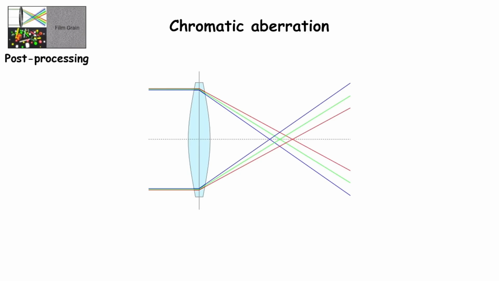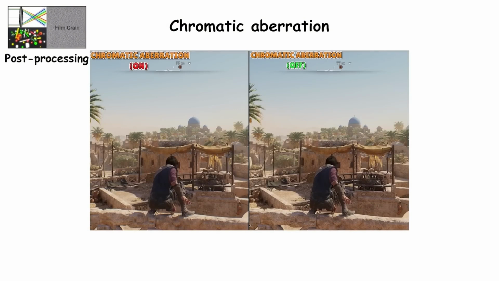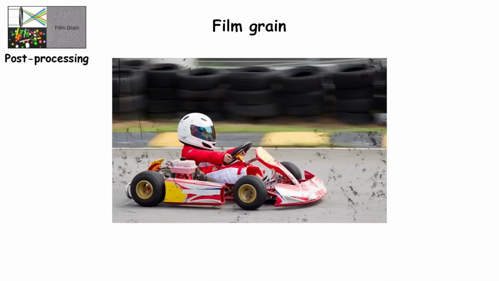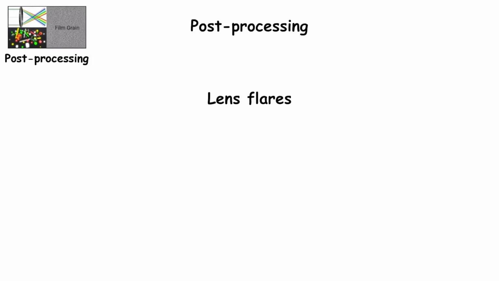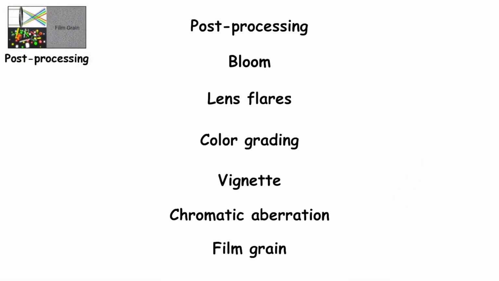Chromatic aberration simulates camera lens imperfections, splitting colors into a subtle red and blue fringe at edges. It can add realism, but some players hate the slight blur it introduces. Film grain overlays random noise mimicking analog film stock. It can add grit and atmosphere, but overdone, it looks like you spilled pepper on your screen. Post-processing also includes lens flares, color grading, and vignette, that subtle darkening around the screen edges. Together, these effects define a game's mood.